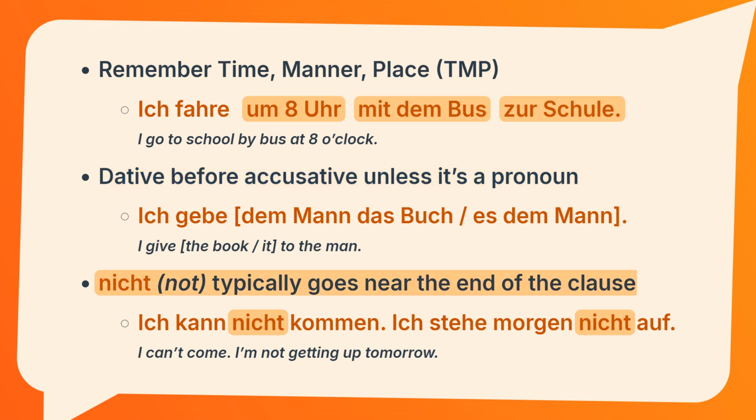And lastly, when we want to negate a sentence with nicht, this typically goes near the end of the clause. Ich kann nicht kommen. Ich stehe morgen nicht auf. I can't come. I'm not getting up tomorrow. Now that we've covered all the rules, let's put it all into practice with a short story.